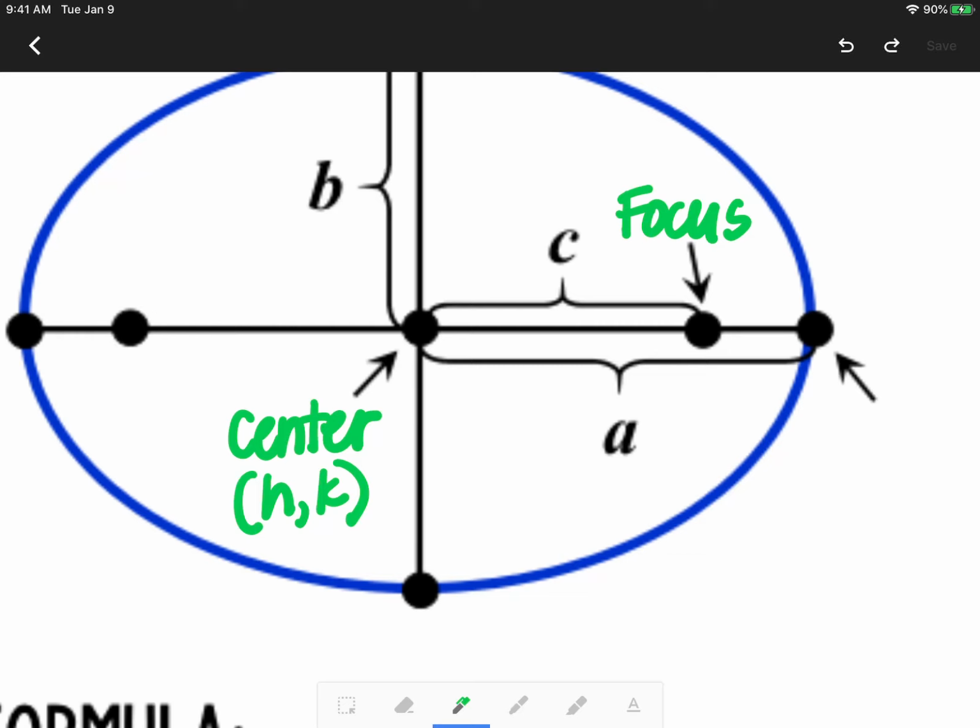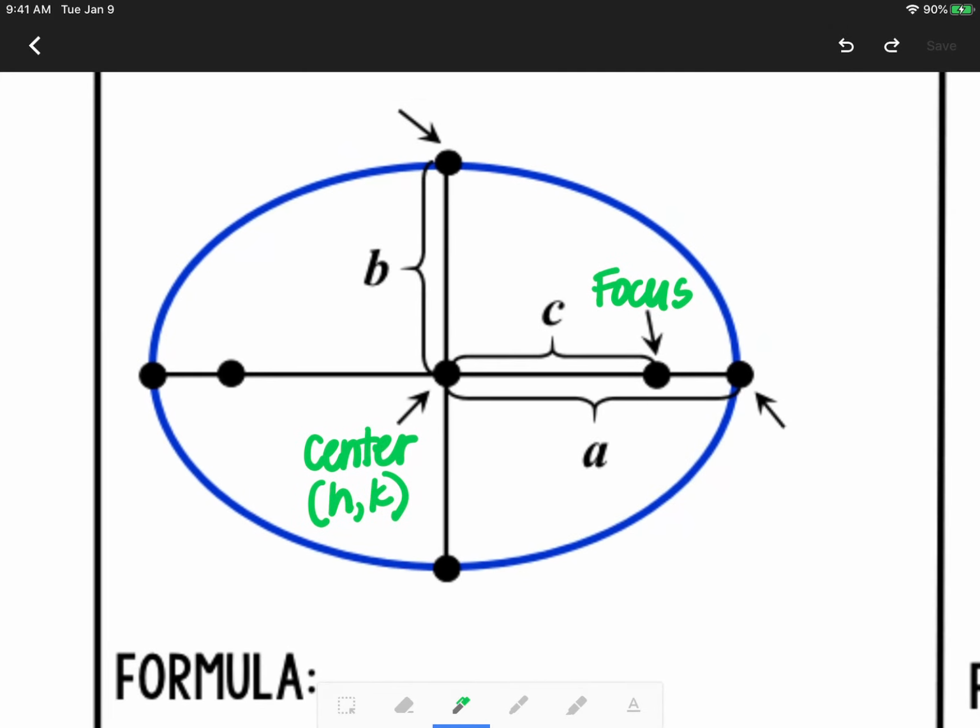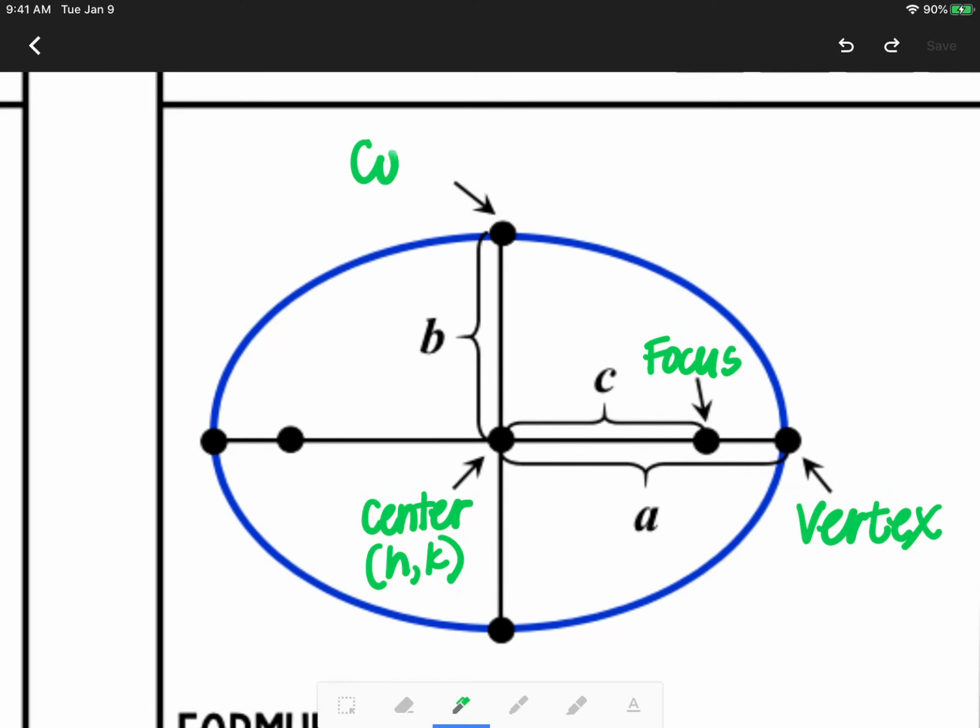Those points aren't really helpful in creating the graph though, so that's where these other points come from. The points that actually create our graph, that actually tell us the boundaries of our ellipse, are going to be our vertices and our co-vertices. So this one right here is a vertex. This one would be the second vertex. That's always going to be the longer of the two. We call that the main axis. The longer of the two is going to be our vertex, and that leaves this one to be our co-vertex.